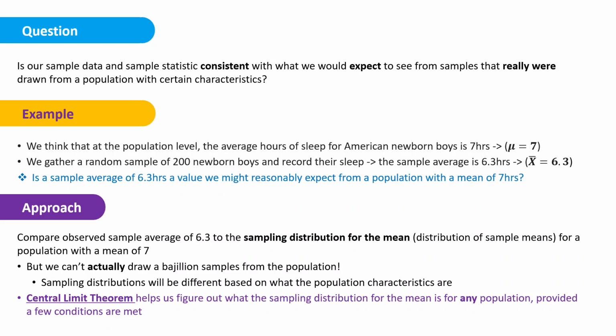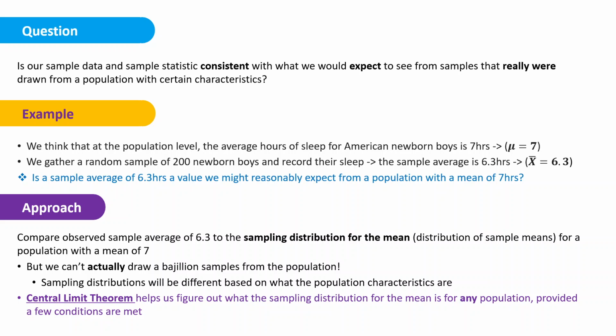We don't know for sure what the average number of hours of sleep of American newborns is. Our hypothesis is that the sample average is 7. Or sorry, not the sample average, the population mean is 7. So again, just to be clear, because I screwed that up a second ago, our hypothesis is that the population mean is 7, but that is unknown. We don't actually have access to all of the hours of sleep recorded for every American newborn boy.